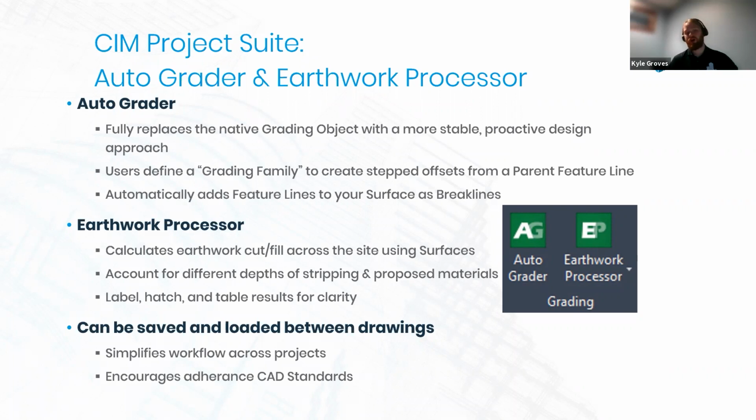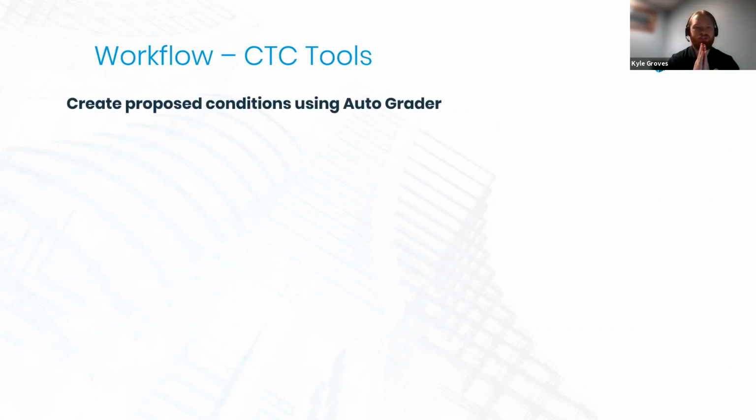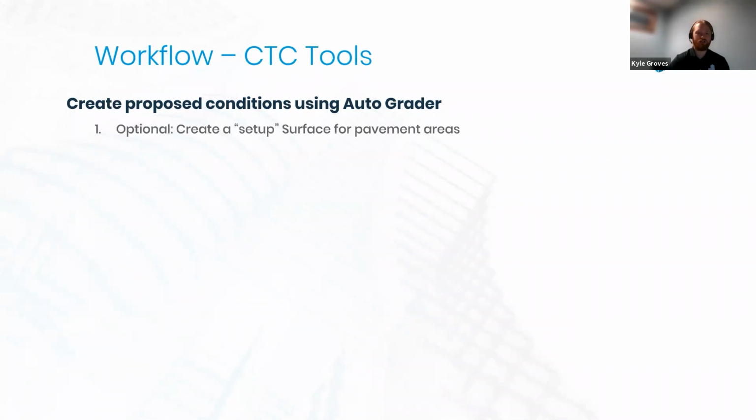So now that we've gotten our introduction to the AutoGrader and the Earthwork Processor tool, I'm now going to walk you through that workflow, then we'll hop inside the software. Our first job is to create the proposed conditions using AutoGrader. This is going to look a lot like that out-of-the-box workflow if we're using Civil 3D grading objects, because we still need to design our features, our parent feature lines, using some sort of a method.